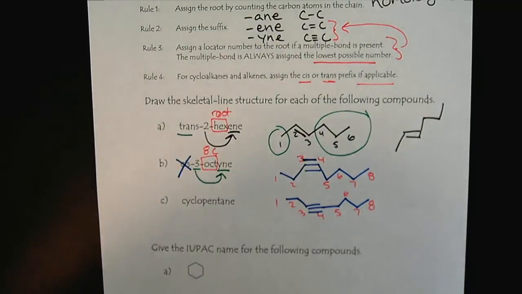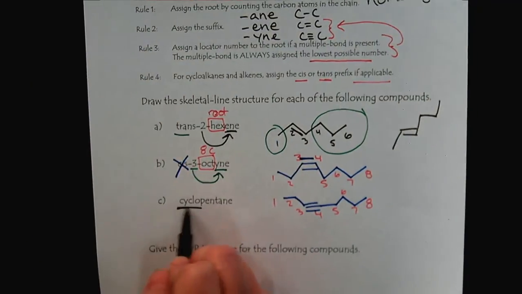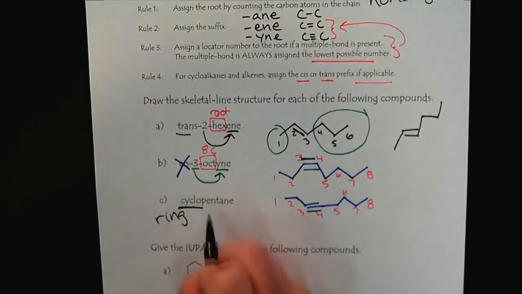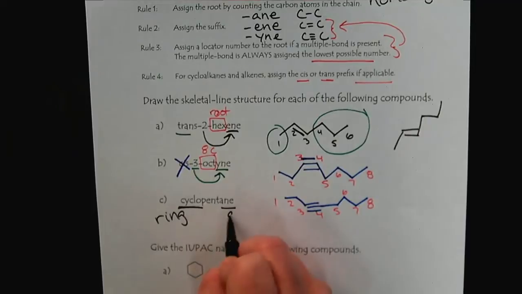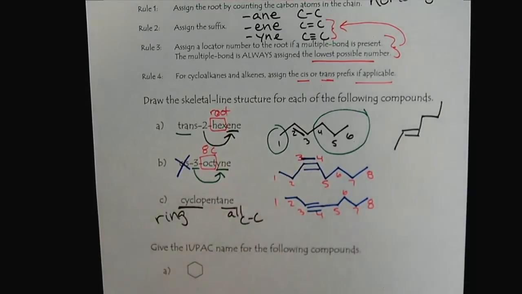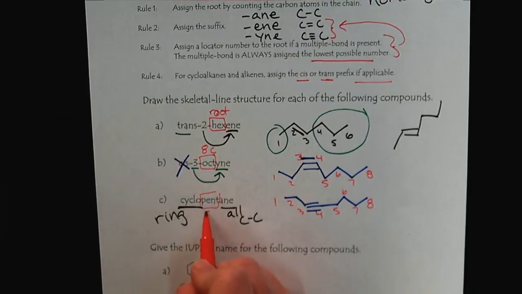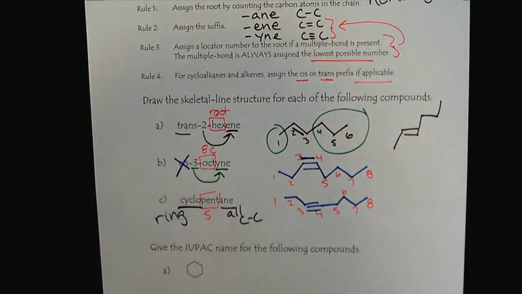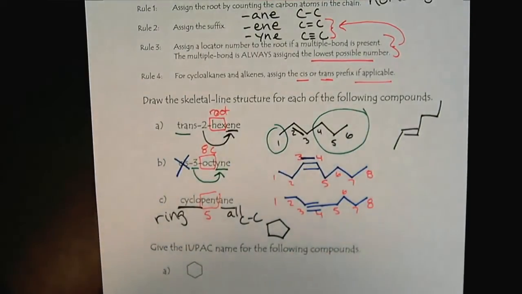Let's keep going. Here we see cyclo. That tells us we have a ring. And then ane, all carbon-carbon single bonds. And then the pent tells us that we would have 5 carbons. So this is a very simple one to draw. It's simply a pentagon. That would be cyclopentane.